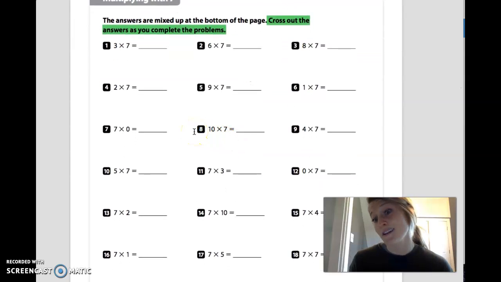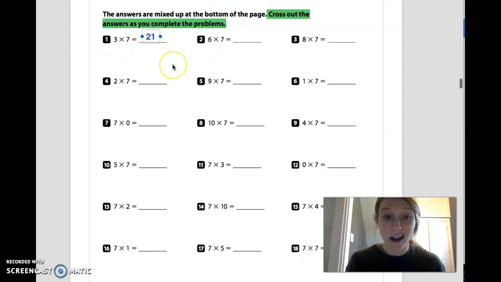Now this one's kind of fun. It's kind of like a puzzle. You answer these questions, but you cross out the answers as you complete them. So what is 3 times 7? I know what that is. I'm going to count 3 groups of 7. Or I can count 7 groups of 3. I'm going to do 3 groups of 7. 7 plus 7 is 14, plus 7 more is 21. So there's my first answer, 21.